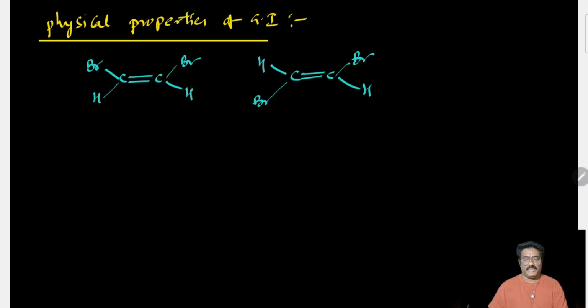Physical properties of geometrical isomers. Say carbon is double bonded with carbon, with bromine and hydrogen on each carbon. Between carbon and bromine, which is more electronegative? Bromine. The dipole moves this side, and the carbon-bromine dipoles both move this side. It is the cis isomer. The cis isomer has mu not equal to 0.